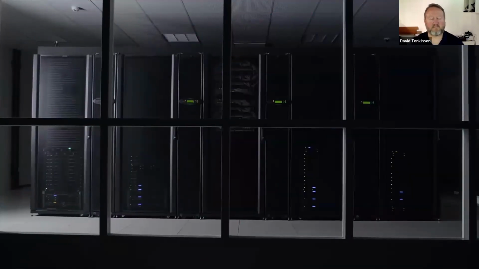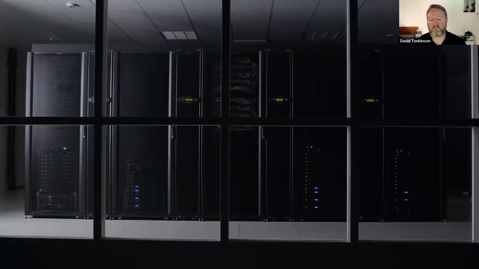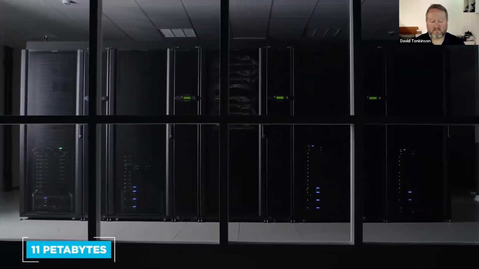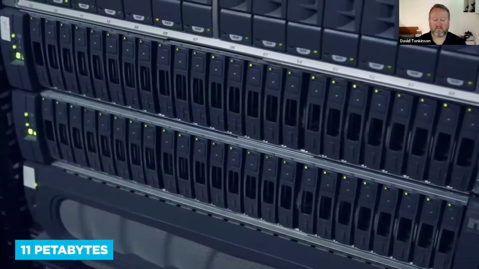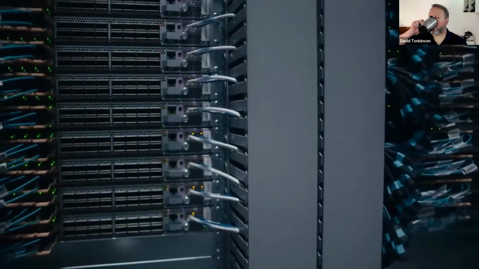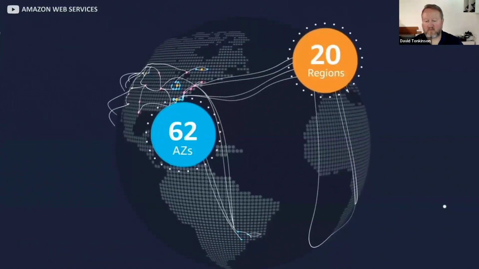In terms of storage, a single standard-sized rack in an AWS center can hold 11 petabytes. That's 1,000,000 gigabytes of data on 1,100 disks. Multiplied, of course, by many thousands of times across many hundreds of data centers all around the world.